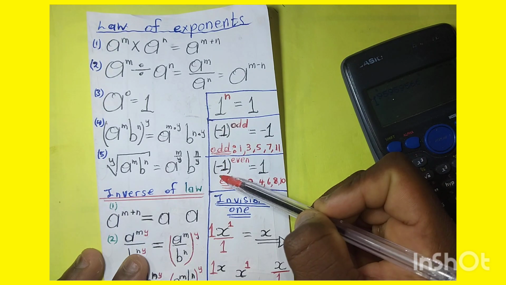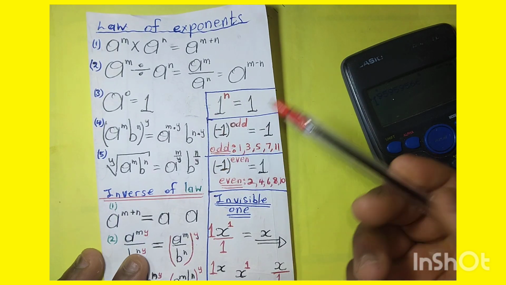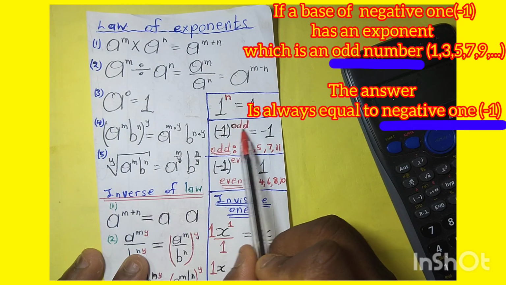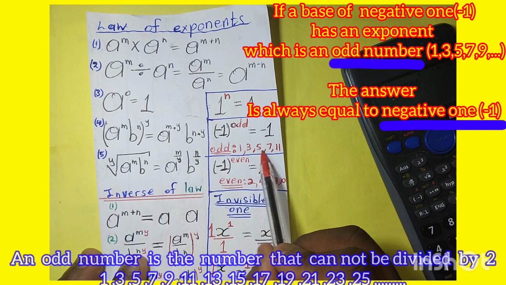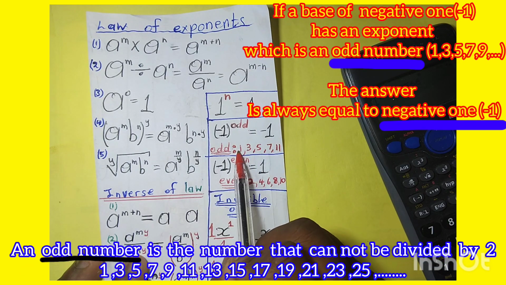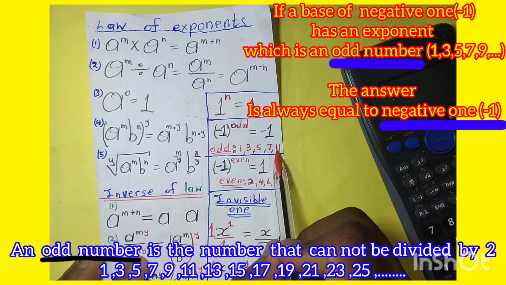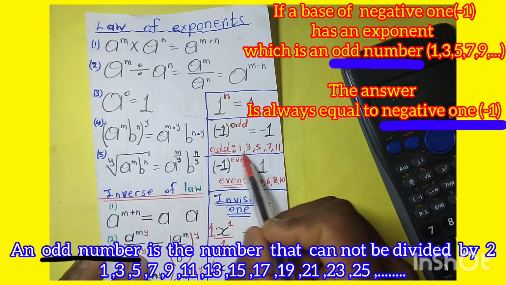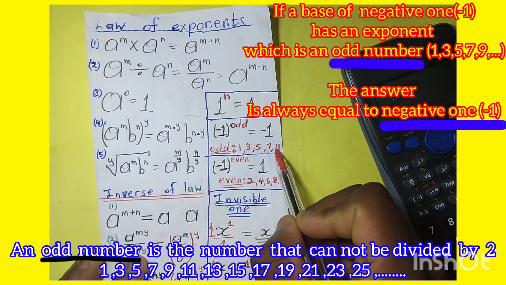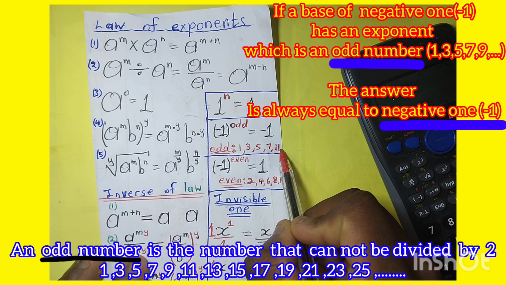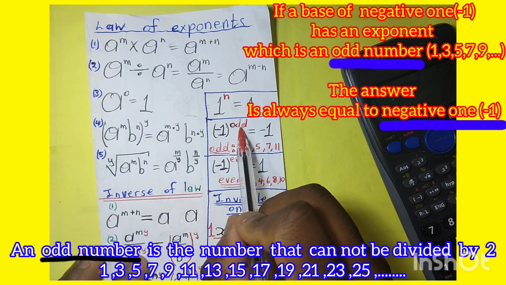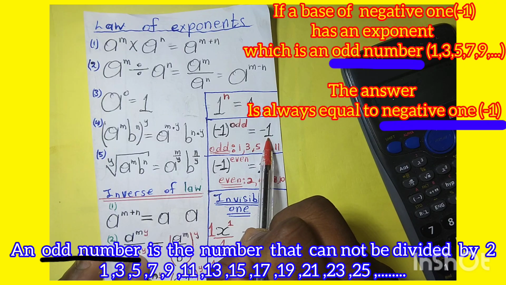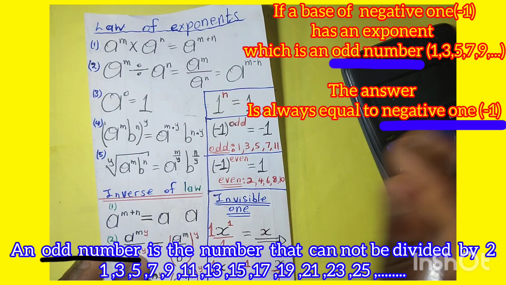If it's negative 1, guys, you have some conditions there. If our exponent is an odd number, which are the numbers that you cannot divide by 2, like 1, 3, 5, 7, and 11, and so on. Odd numbers are the numbers that cannot be divided by 2. So if our exponent is an odd number and our base is negative 1, the answer that you'll get is negative 1.